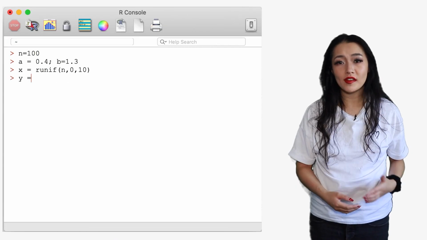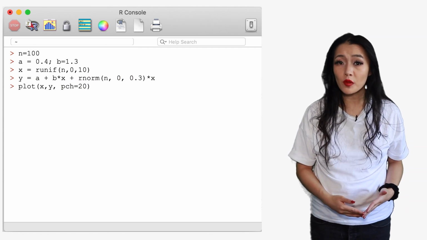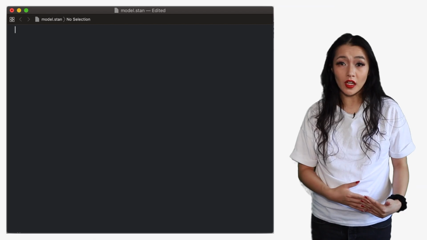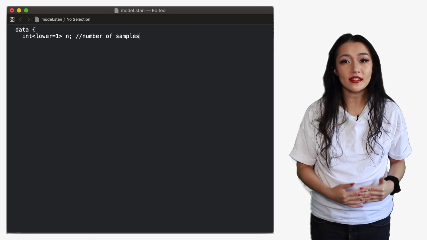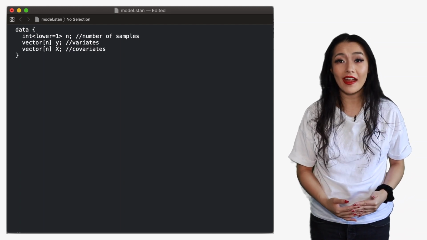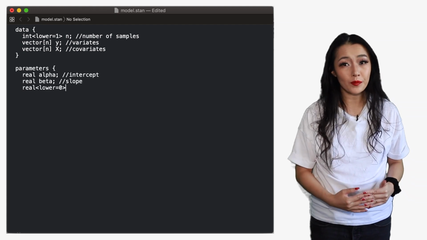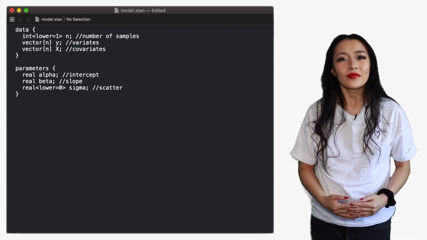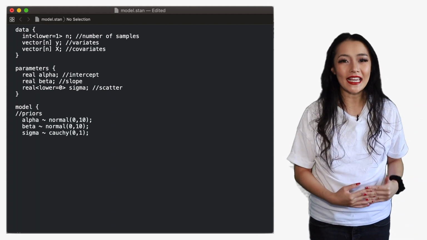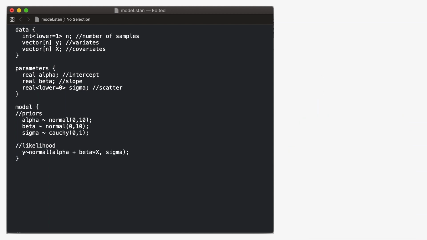Given a heteroscedastic data sample, we can fit a linear regression model assuming homoscedasticity. The Stan model looks like the following. In the data block, we define the number of samples n, the variates y, and the covariates x. The parameters block defines the intercept alpha, the slope beta, and the variance sigma. And the model block defines the priors on those parameters, and the Gaussian likelihood assuming a constant variance.